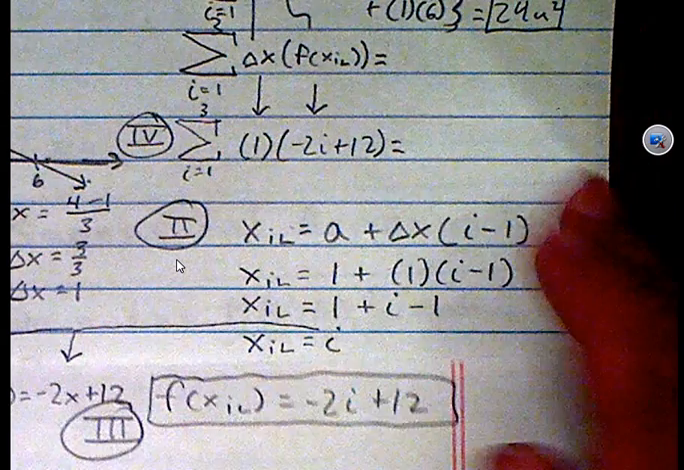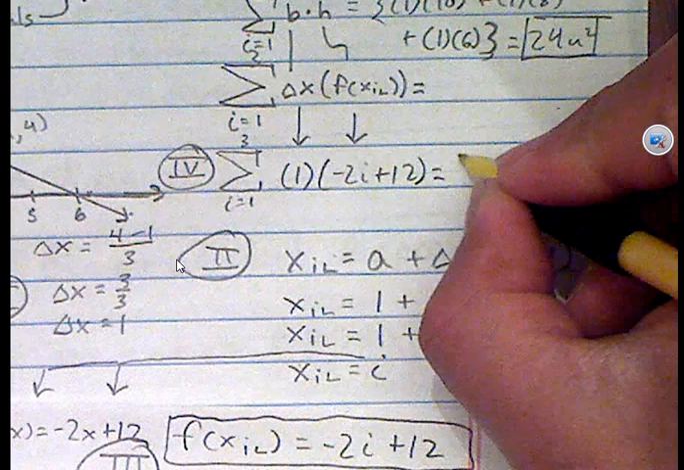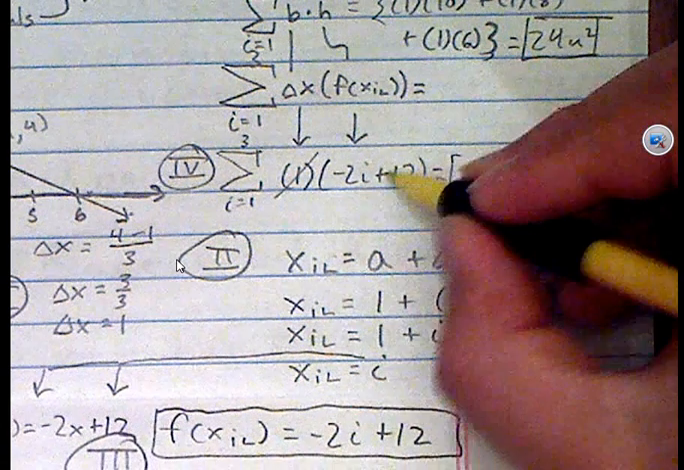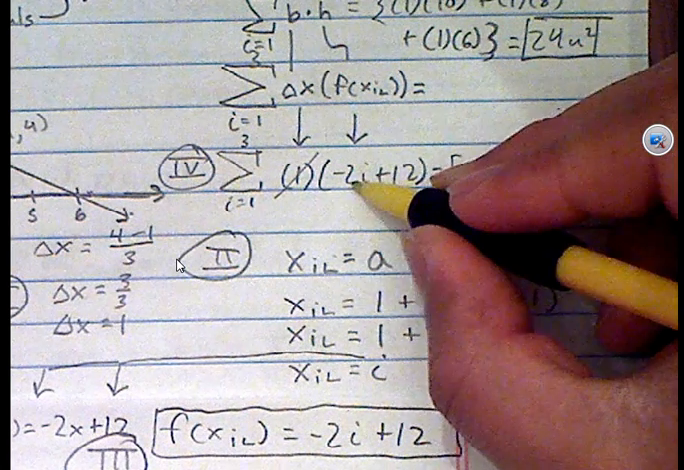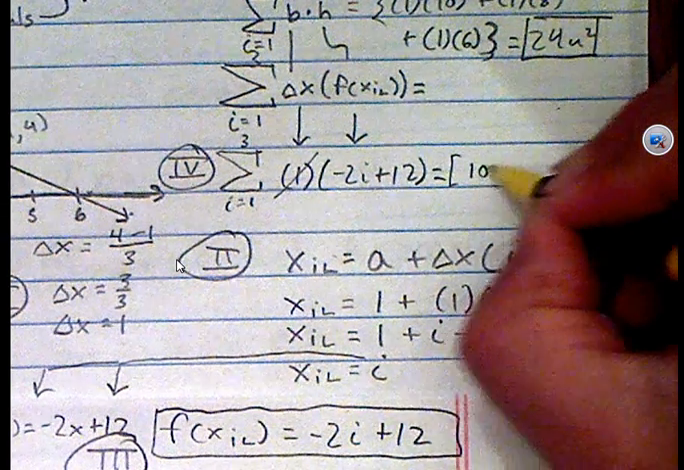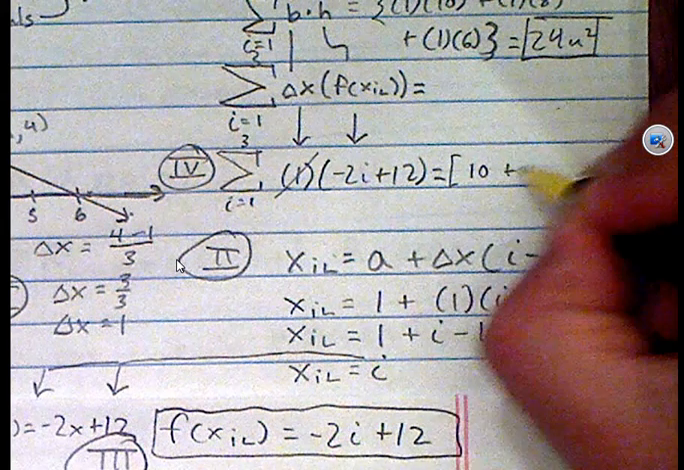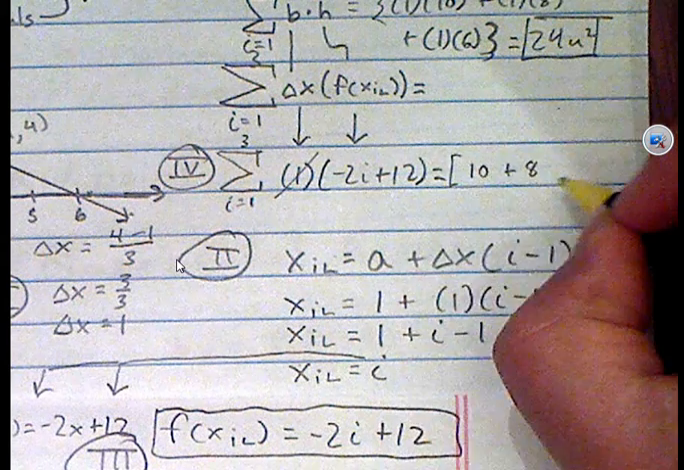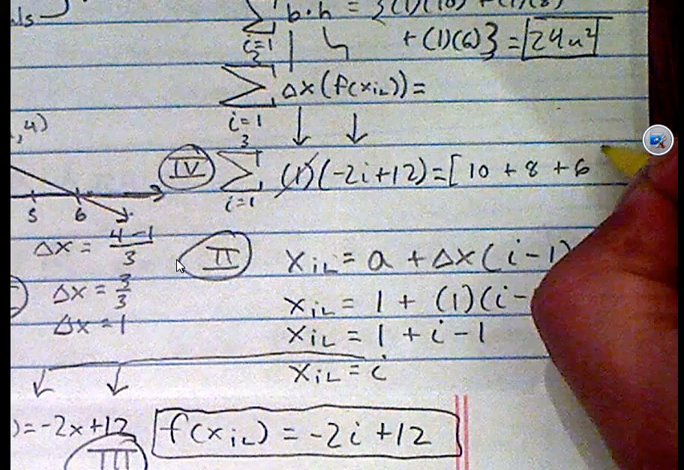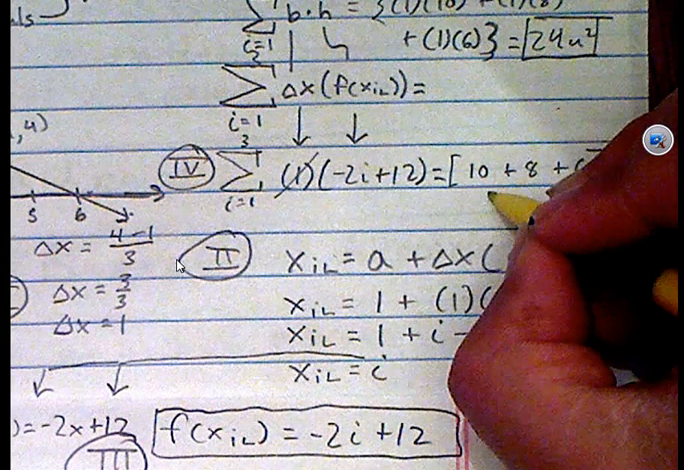So we're gonna plug in 1, 2, and 3. Plugging in 1, I'm just gonna forget about that 1 right there. We got negative 2 times 1 plus 12. That's 10. And then negative 2 times 2 plus 12 is 8. And then negative 2 times 3 plus 12 is 6. And 10 plus 8 plus 6, well, that gives you the same thing, 24 units squared.